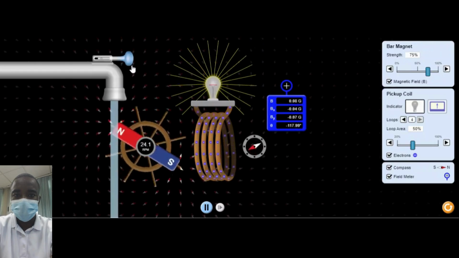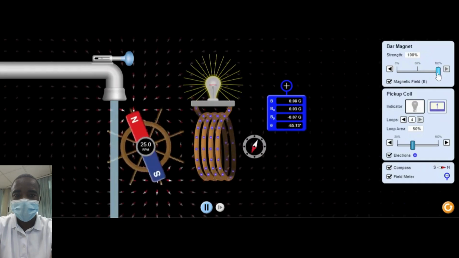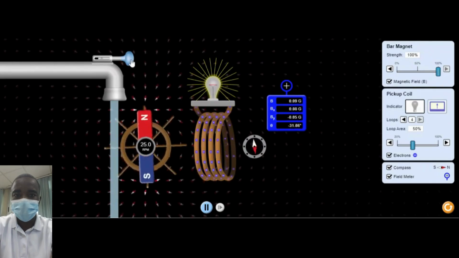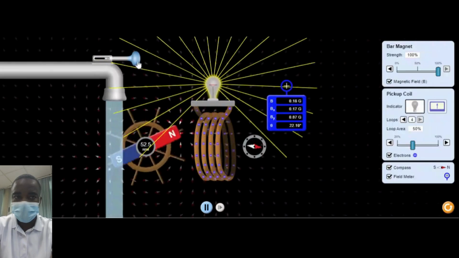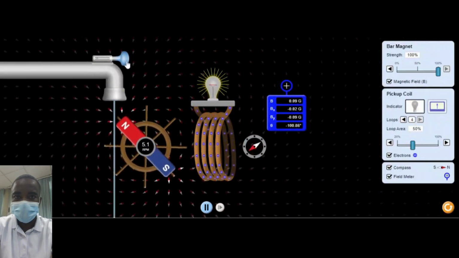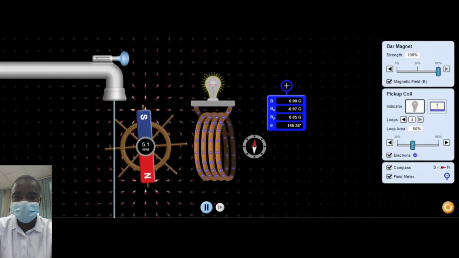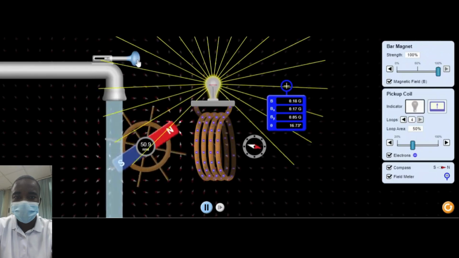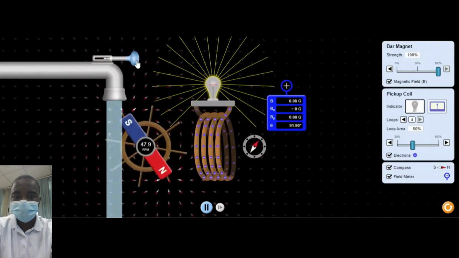The simulation offers immediate feedback, allowing students to see the results of their experiments instantly. This helps correct misunderstandings quickly and reinforces learning through trial and error. The simulation is flexible, allowing students to explore a wide range of scenarios. Whether investigating the pickup coil, electromagnet, transformer, or generator, the simulation provides a comprehensive learning experience.